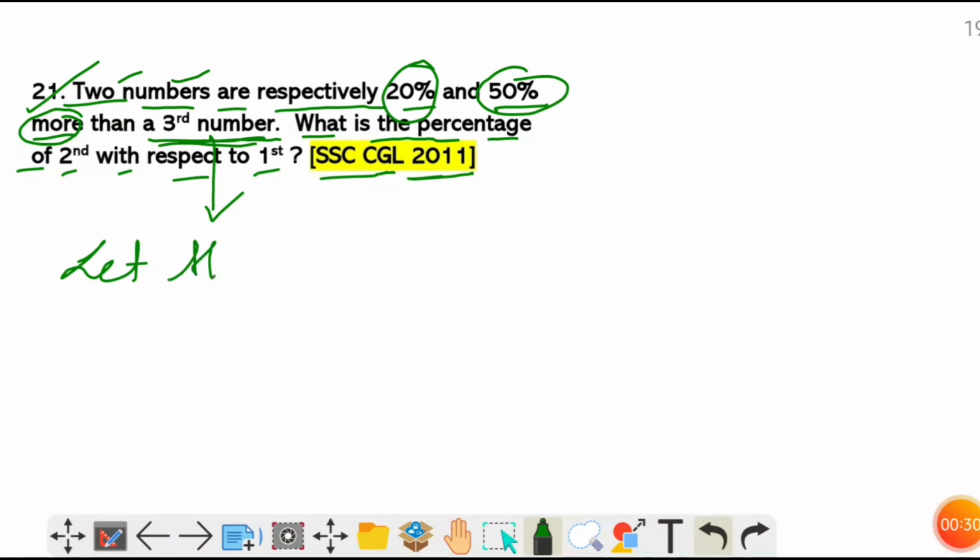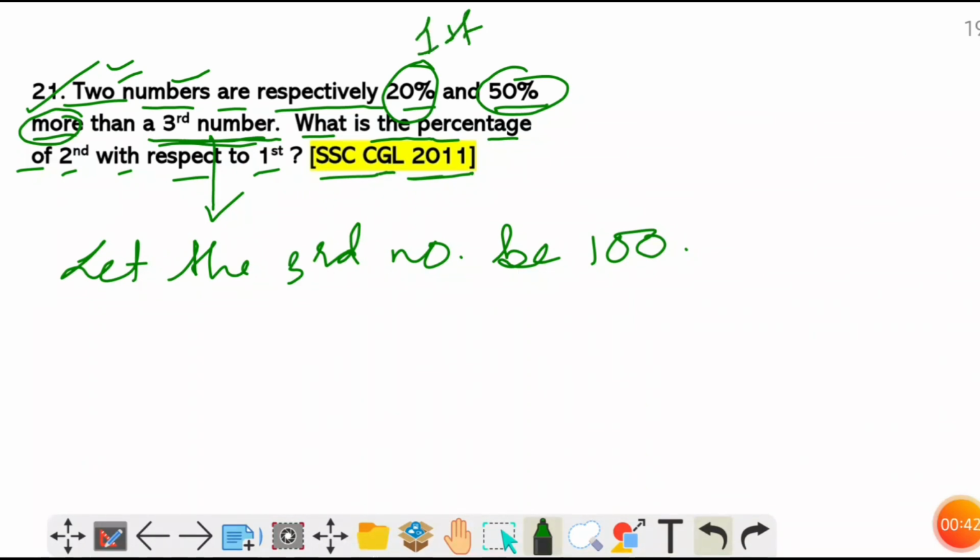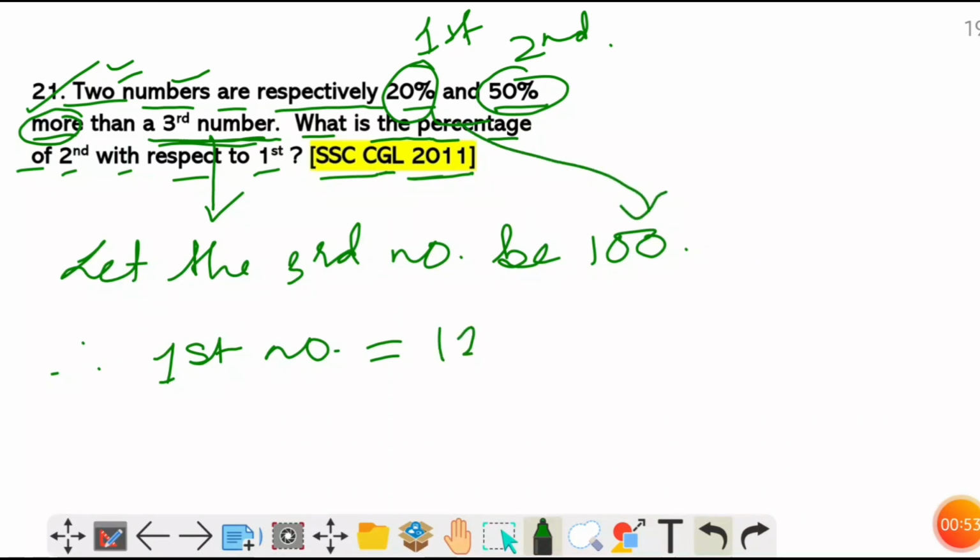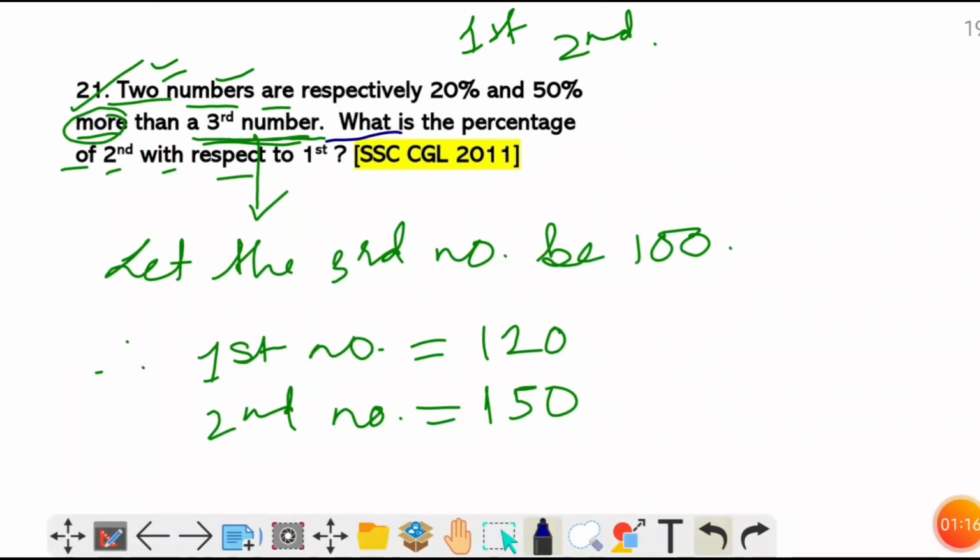So we have to assume the third number. Let the third number be 100. In the question it is said that the first and second are respectively 20% and 50% more. Therefore, the first number will be 20% more. That means 20% of 100 is 20, so 100 plus 20 will be 120. And the second number is 50% more. That is, 50% of 100 is 50, and 100 plus 50 is 150.